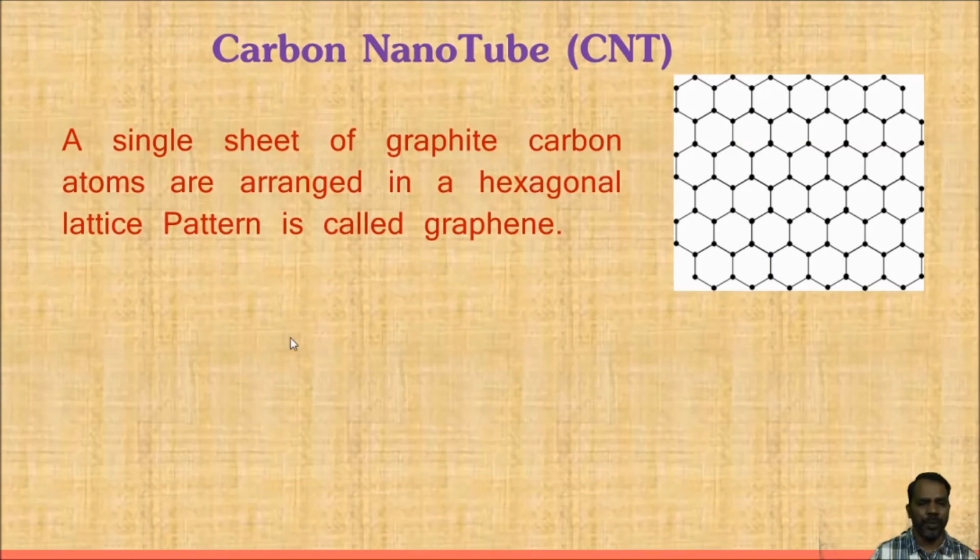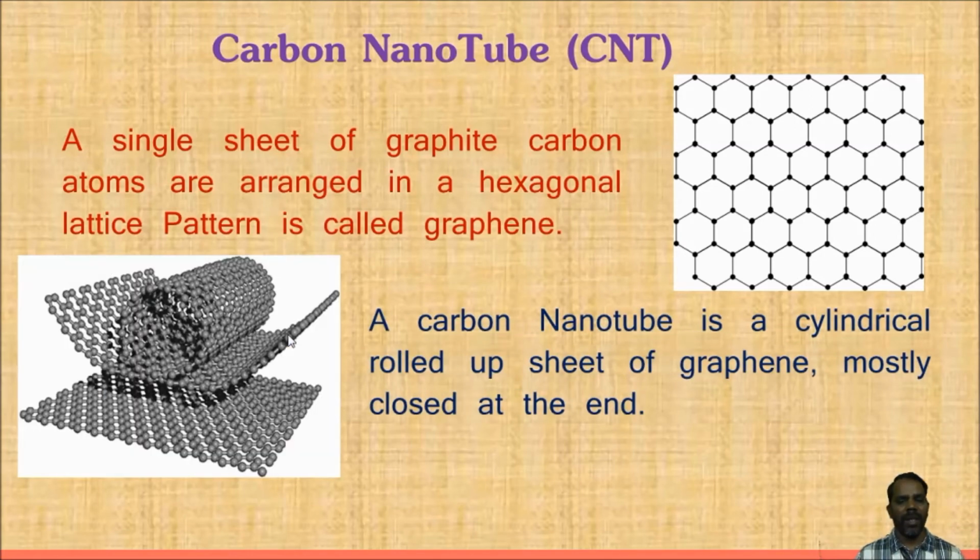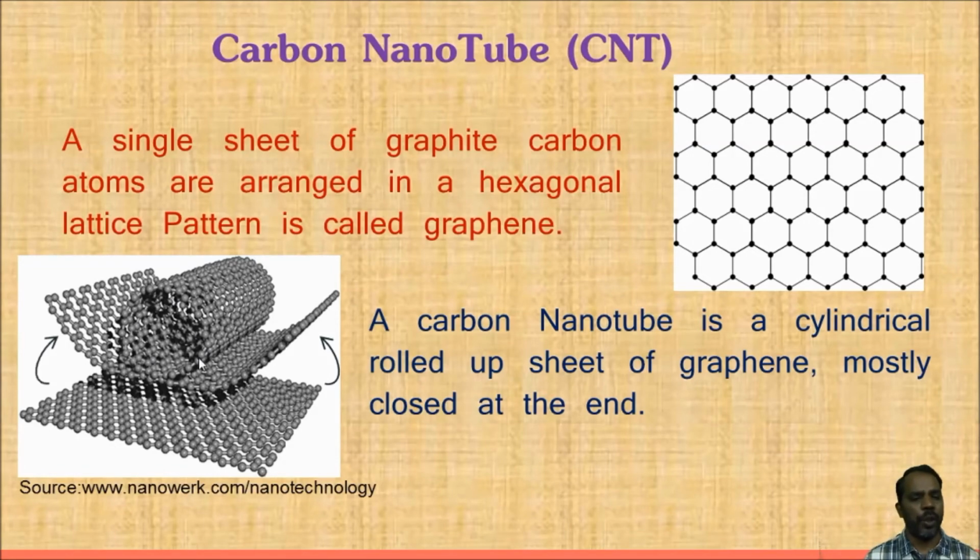Now, nanotubes. A single sheet of carbon atoms arranged in a hexagonal lattice pattern is called graphene. Suppose the graphene sheet is rolled. The carbon nanotube is a cylindrical roll of graphene, mostly closed at the end. So these two ends are joined and we get a closed shape. This is called a nanotube.